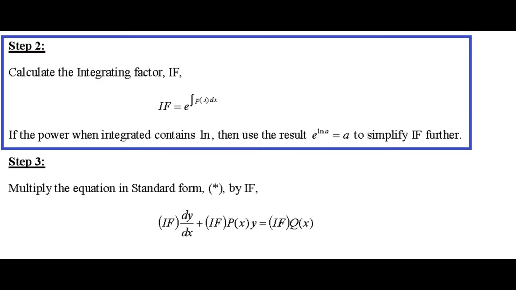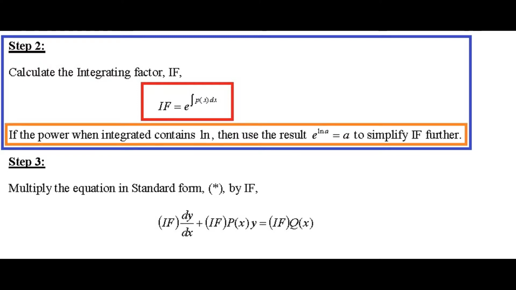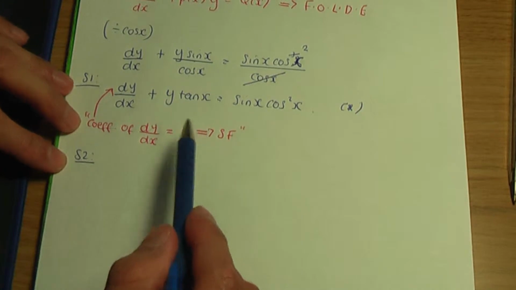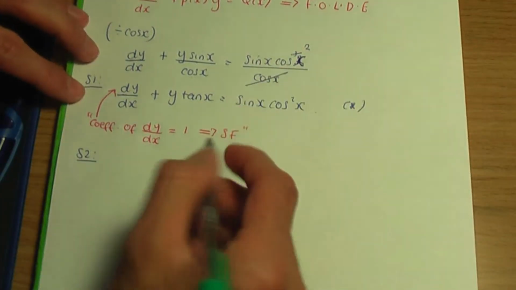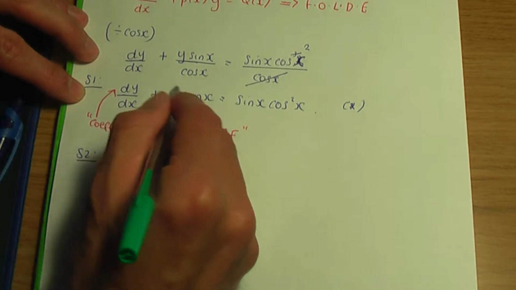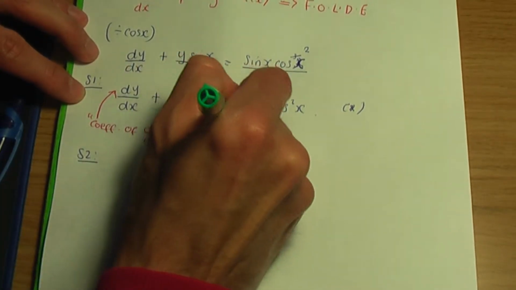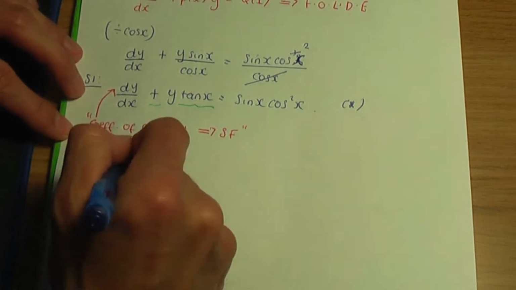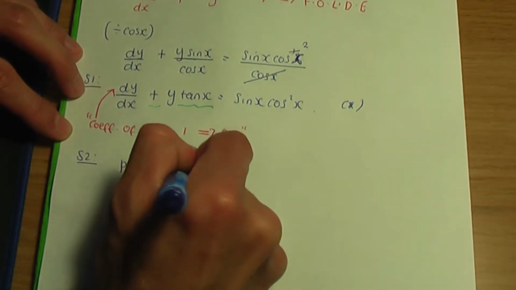Calculate the integrating factor IF, and to work out IF, the integrating factor, the formula is e to the power integration of p of x with respect to x. And there is an additional note that I've made. If the power when integrated contains ln, then use the result e to the ln a equals a to simplify further. So back to the paper and pen. In this case, our p of x term is the coefficient of y. So the coefficient of y is plus tan x. So let me make a note that p of x is plus tan x.